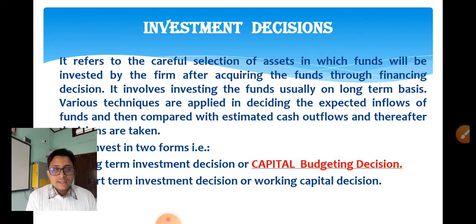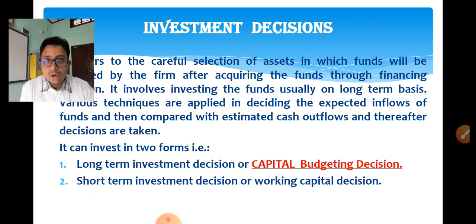Okay. Next line here you see, it involves investing the funds usually on a long-term basis, not always but usually. That is why this investment decision can be broadly classified under two categories. Number one is your long-term investment decision. This is also called your capital budgeting decision. Okay. And next is your short-term investment decision. This is also called working capital decision. But usually, as the line suggests, whenever we talk about investment decision, we usually refer to the capital budgeting decision, which is of a longer period of time.